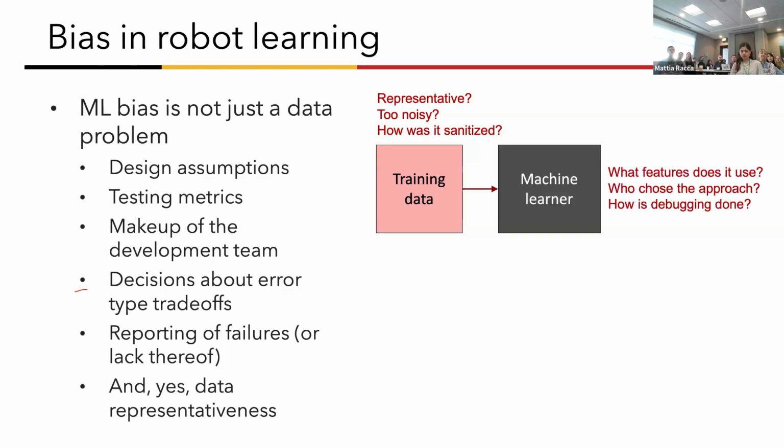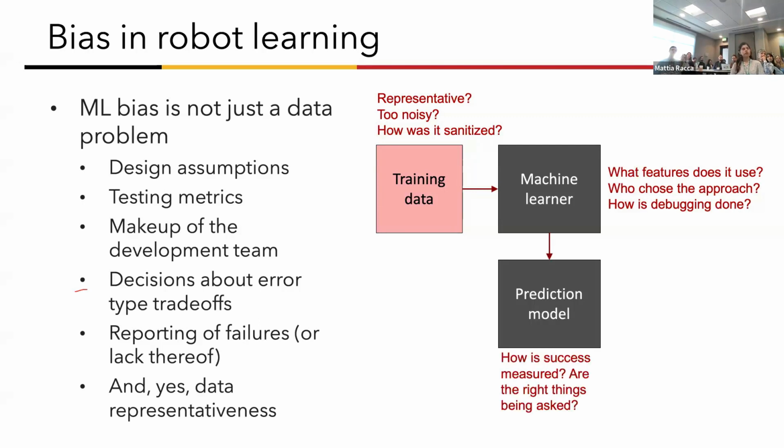This gets fed into some kind of learning system or learning algorithm where the questions become, what features does it use? Are you, for example, using RGB for locating faces? Who chose that approach? And how is debugging done? If debugging on voice recognition is done by a bunch of people sitting there talking to a system, then maybe the people in question are engineers, which means they skew heavily male.